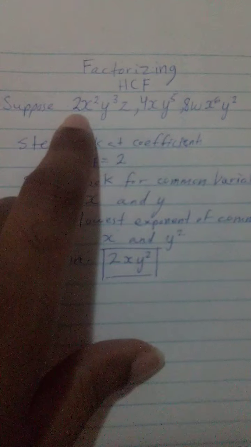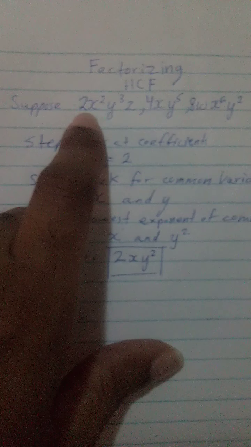Notice here that we have some numbers attached to these variables, and it's attached through multiplication. So this is a product. These are all products. This number is called a coefficient. So 2 is a coefficient, 4 is a coefficient, and 8 is a coefficient. And so we have here three steps that we're going to use to find the highest common factor.